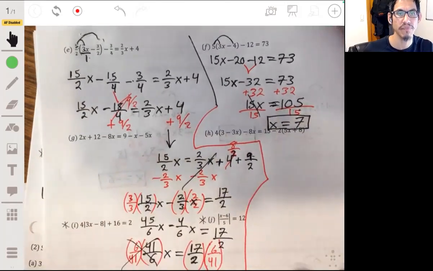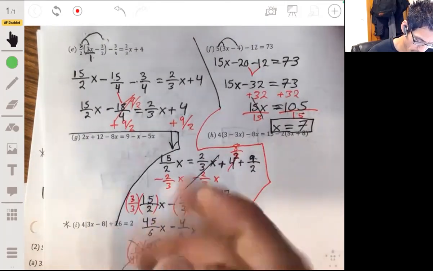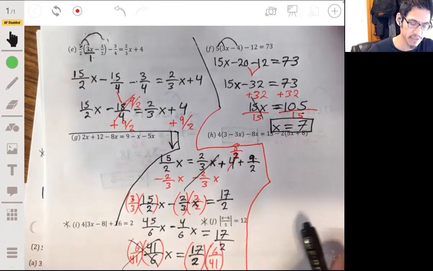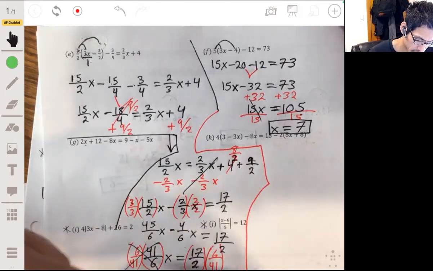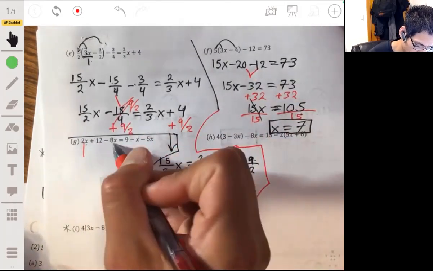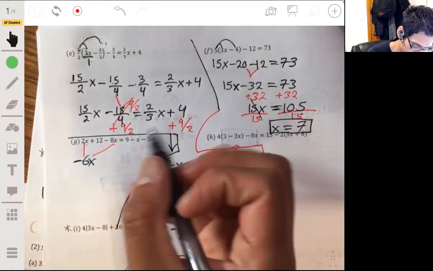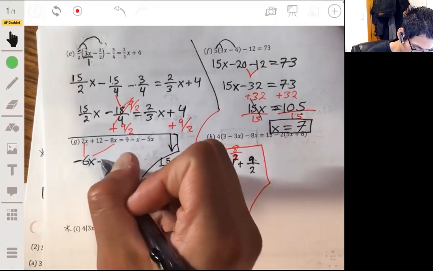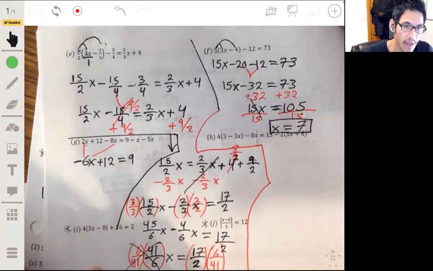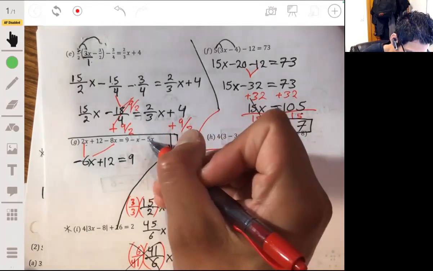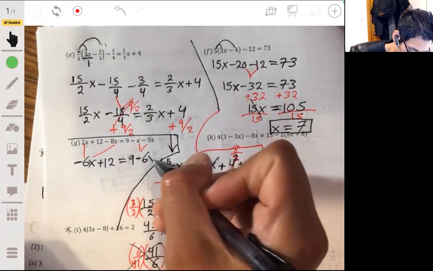Okay, so we had space for this one. All right, what about this next guy? This isn't bad, actually. Let's combine these like terms. First on the left, combine the 2x minus 8x, so negative 6x plus 12 equals 9. Negative 1x minus 5x makes minus 6x.